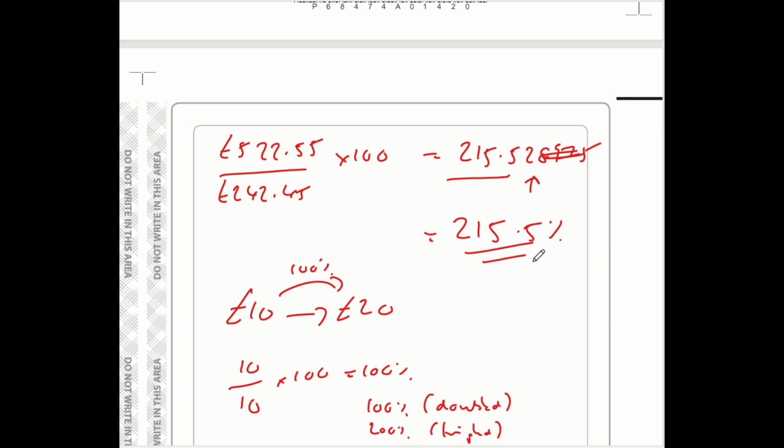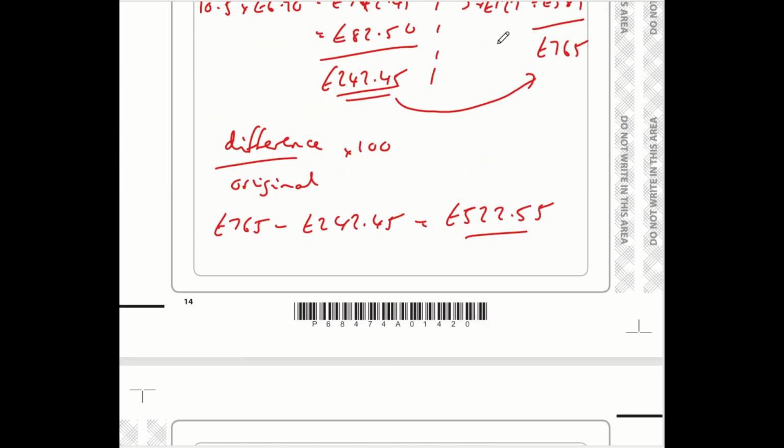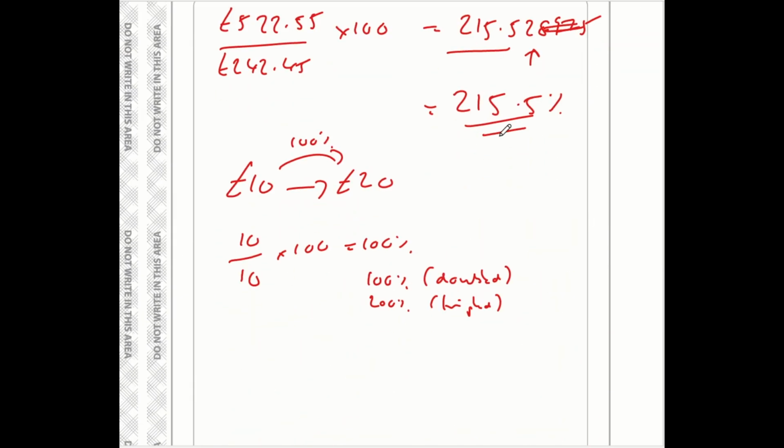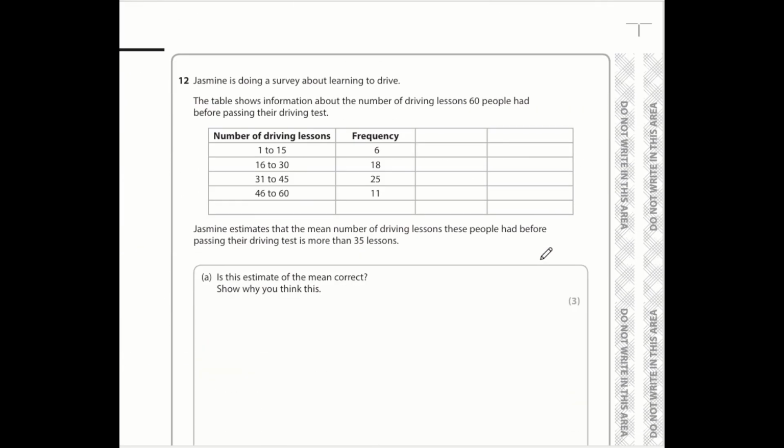So if this is 215.5%, then it must have at least tripled in value, and if you multiply this figure by 3, it's still less than 765. So this number here, the 215.5, is indeed correct. Okay, let's move on to the final question.